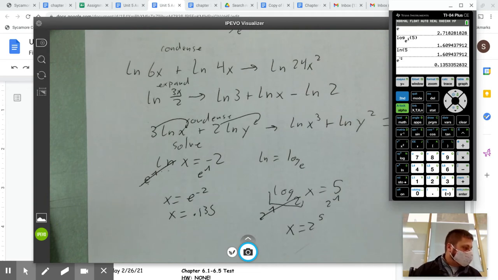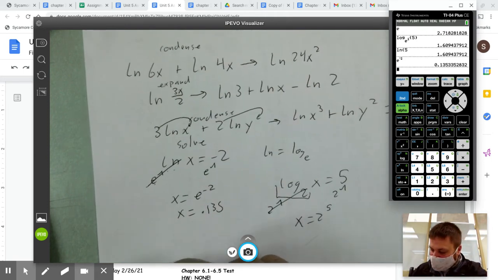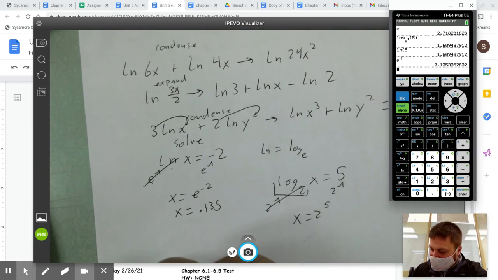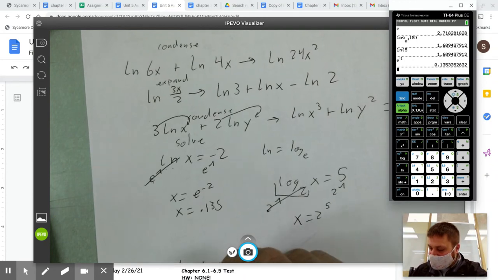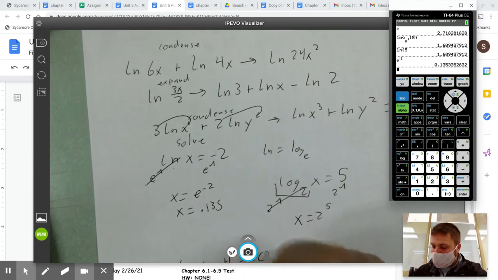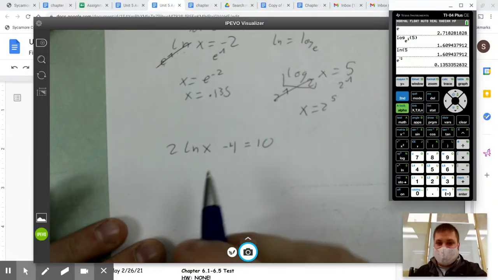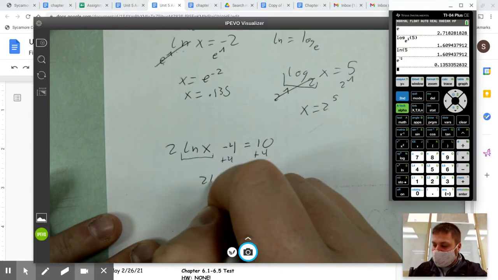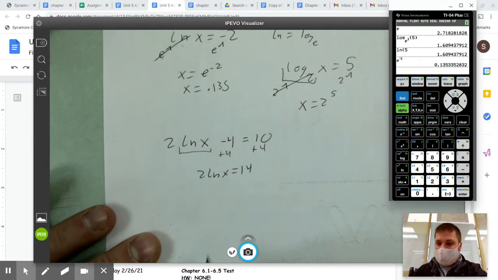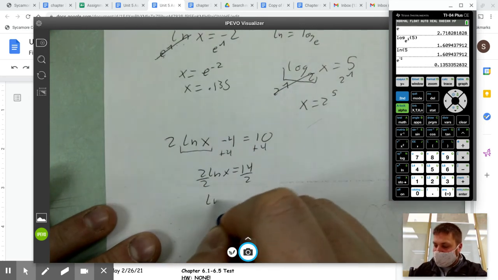Let's see, I'm trying to find another one that's maybe a little better for you here. If I want to do something like 2 times the ln of x minus 4 equals 10. First, I would get the ln of x by itself, so I would plus 4. I get 2 ln x equals 14. Then I would divide by 2. The ln of x equals 7.